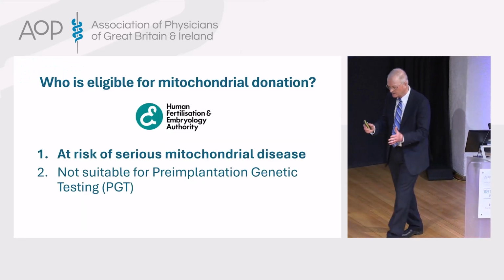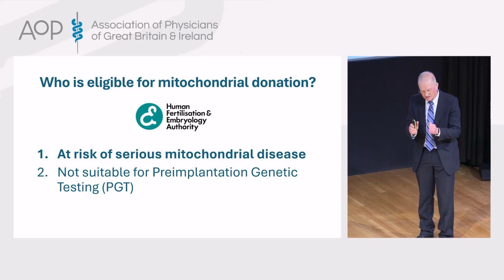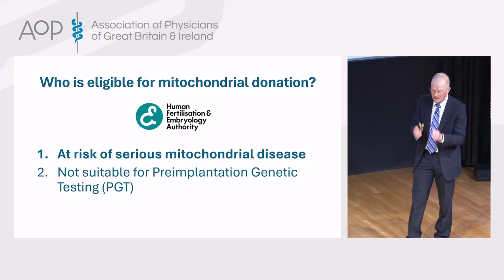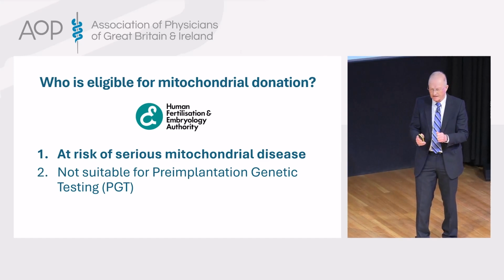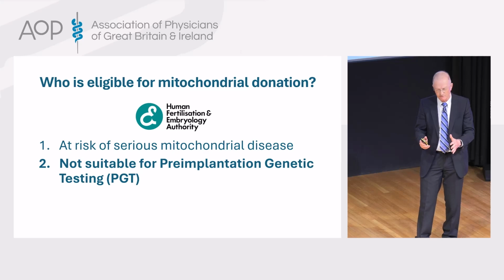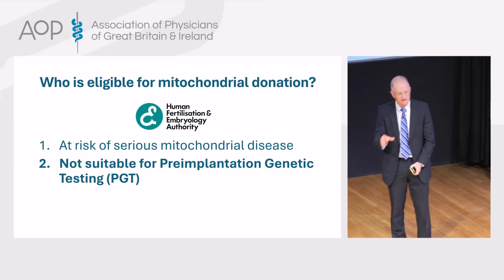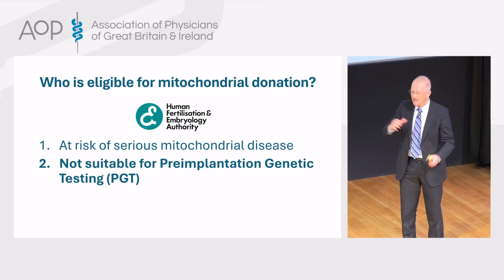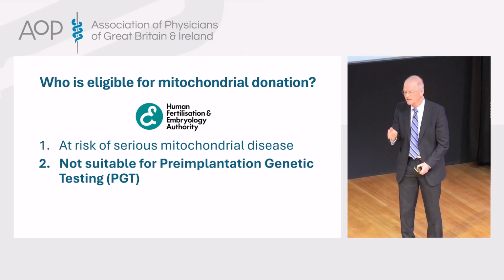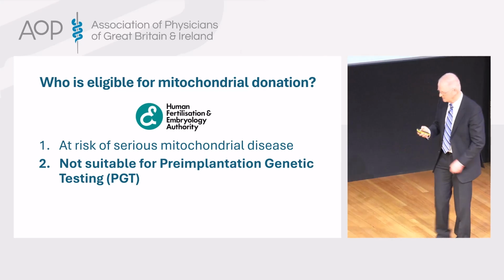The other thing you have to realize is that this is carefully controlled. These pregnancies have to have a child that is at risk of serious mitochondrial disease and not suitable for pre-implantation genetic testing. So these patients with heteroplasmy, and there have been at least 3 or 4 patients who've had PGT, where on testing all the embryos are too high to consider putting back, so they're going to go on the mitochondrial donation program.